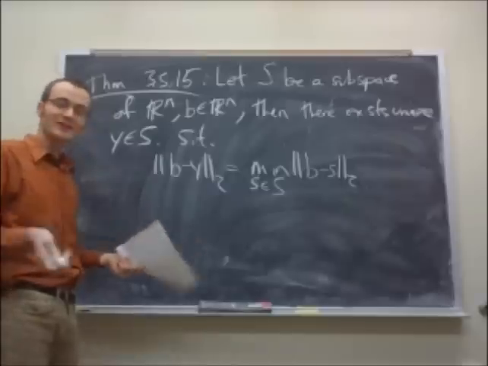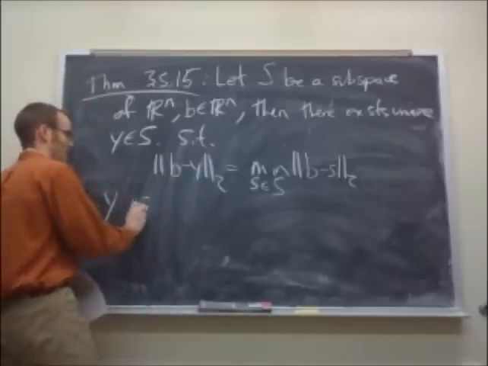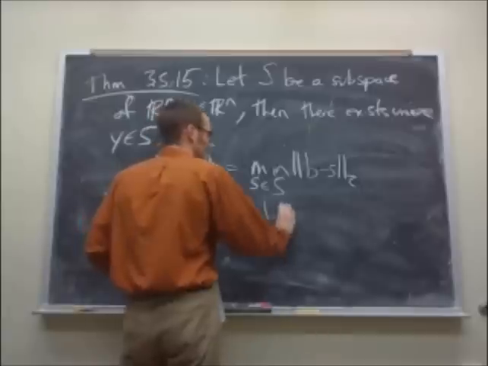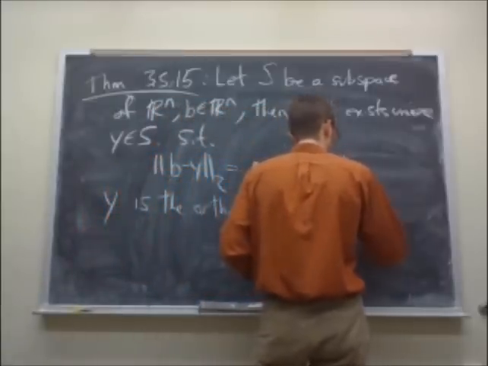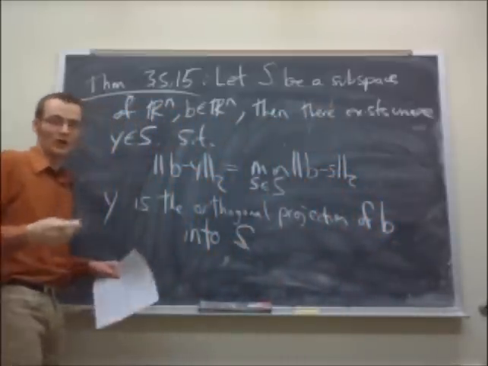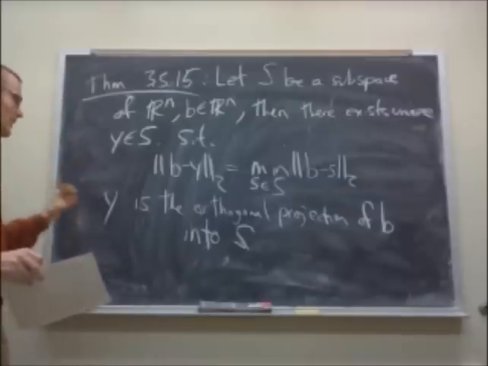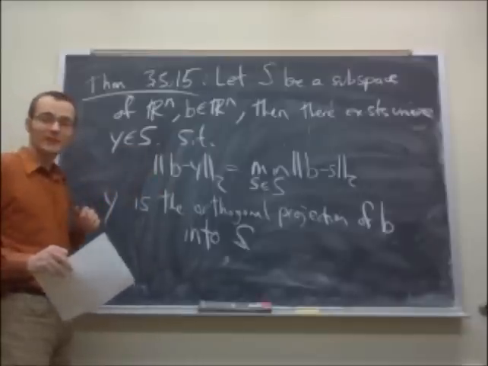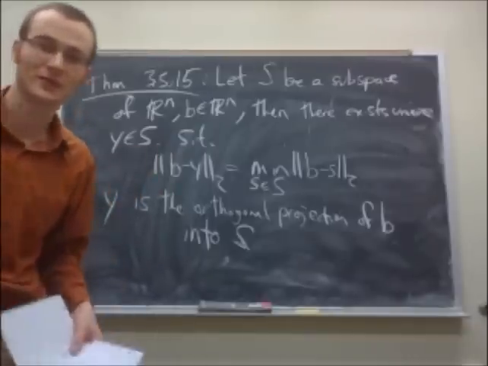All right, and what is y? Of course, this is what we want to be able to calculate. Well, y is the orthogonal projection of b onto S. Y is the orthogonal projection of b onto S, and that's how we're going to minimize this thing. So the proof is not too complicated, not too hard. So let's do it.